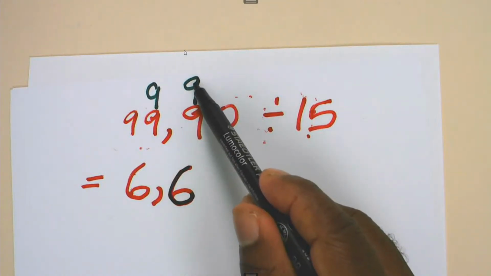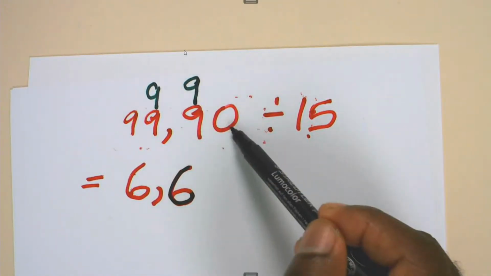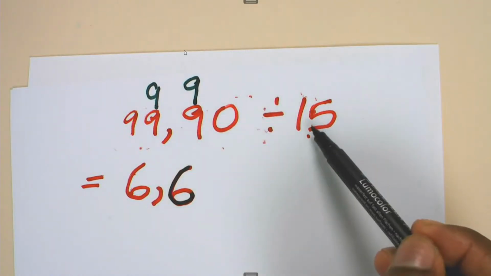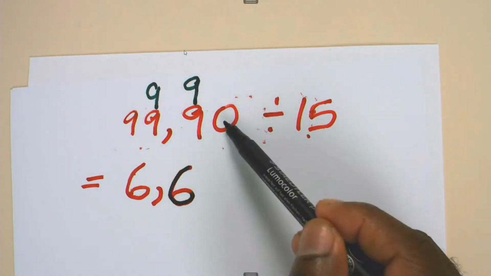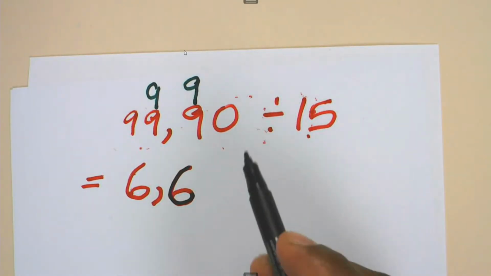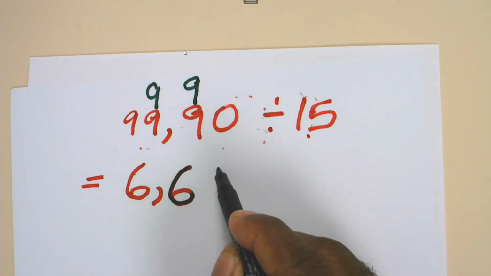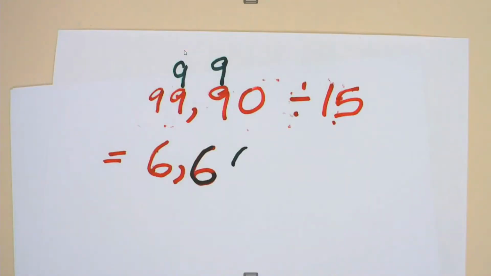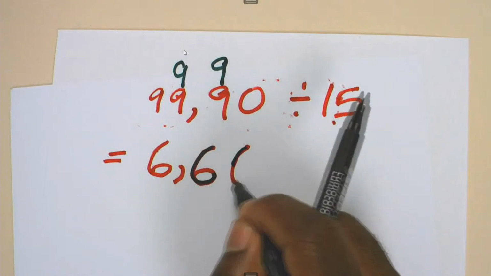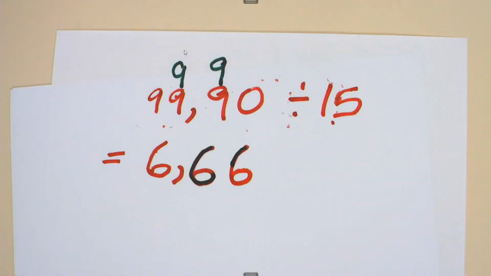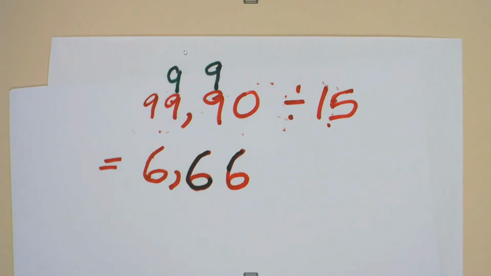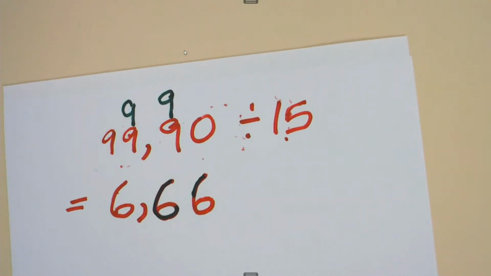Therefore, if we have 9 and this 0, it will give us what? 90 hundredths. And then we say 15 into 90 gives how much? 6. And then we are having this 6, so 6.66. Right, what is our question?